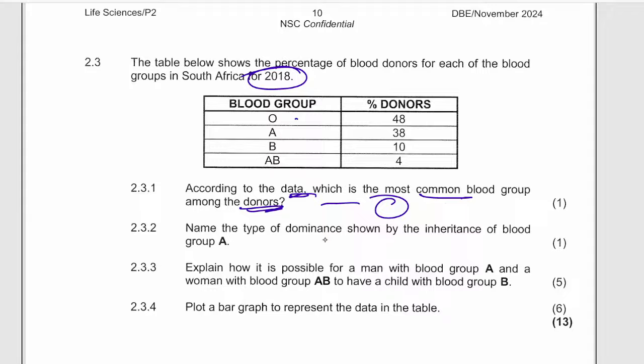Name the type of dominancy shown in the inheritance of blood group A. Blood group A has complete dominancy. Why? Because it can be capital A and then small a. This one is completely dominant over that. So it is complete dominancy.